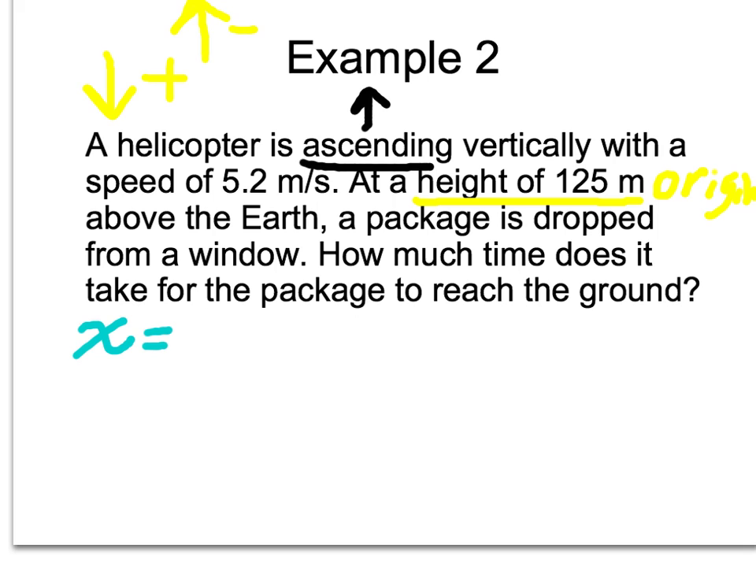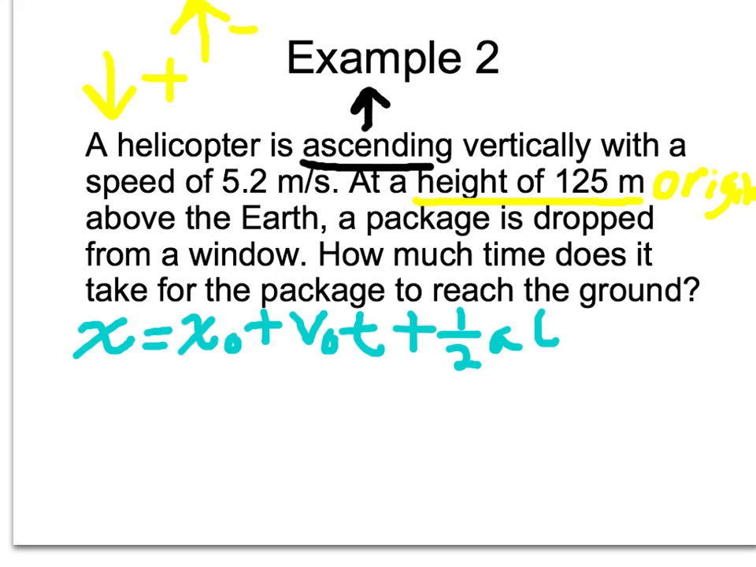x equals x naught plus v naught t plus 1/2 a t squared. So if my height of 125 meters is my origin, x naught goes away.